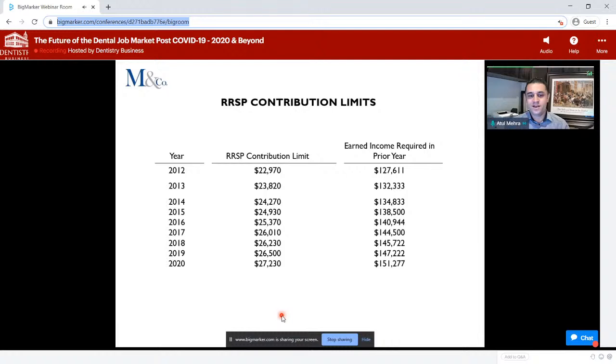Now the difference between a TFSA and an RSP is that with an RSP, when you make the contribution, you actually get a deduction on your tax return against your taxes, whereas with a TFSA, you do not. The other difference is when you deposit money into an RRSP, you're getting a deduction, but when you withdraw the money from the RSP, you have to include that amount back into your income.